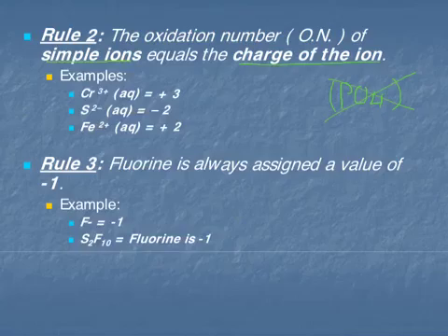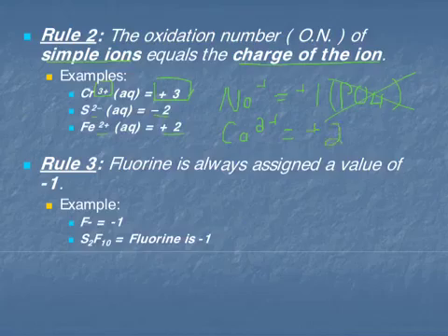So some examples: chromium 3+, the oxidation number of chromium will be +3. Notice here, even though the ion has a charge of 3+, the oxidation number, being an integer, is +3. For sulfide it is -2, and for iron 2+ it is +2. Other examples we could do would be sodium ion, which has an oxidation number of +1. Another one we could do is, let's say, calcium ion, Ca2+. Its oxidation number will be +2.